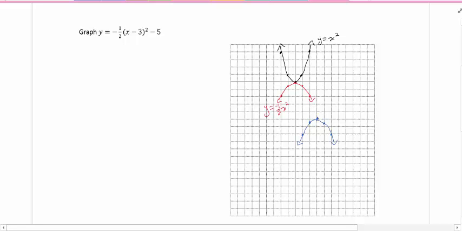This blue graph has had all of the transformations applied to it, so when I write out the equation, there should be nothing left out. We've taken care of everything. And there we have it.